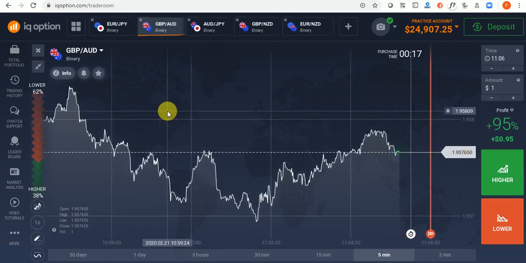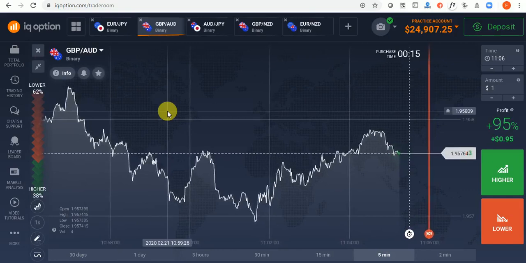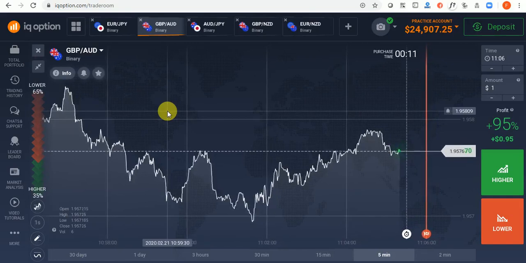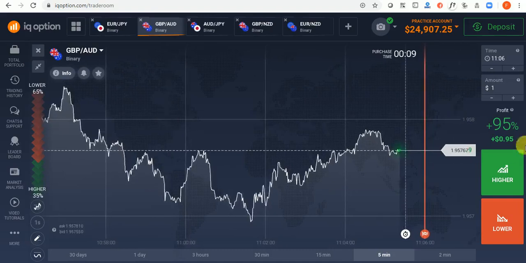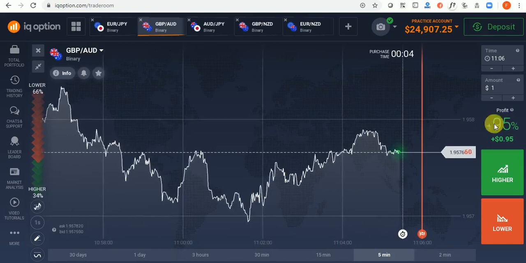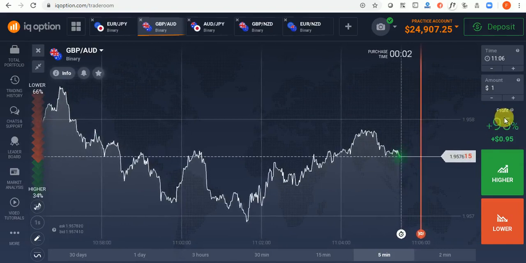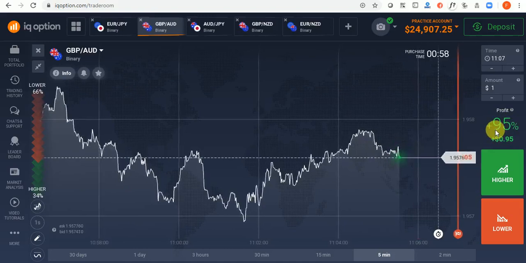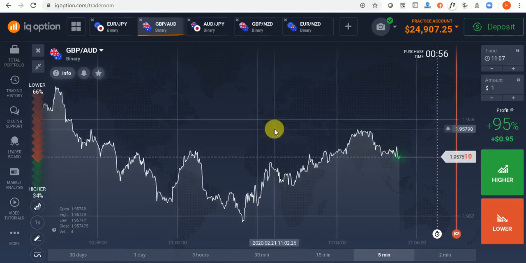The first thing you have to note, before you even draw your support and resistance, has to do with your trading psychology. Do not trade when the market profitability is below 90%. Now we can trade this market because the profitability here is 95, so it will be a very good starting point.